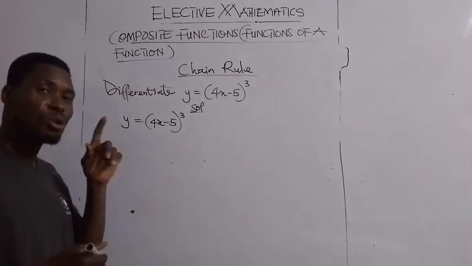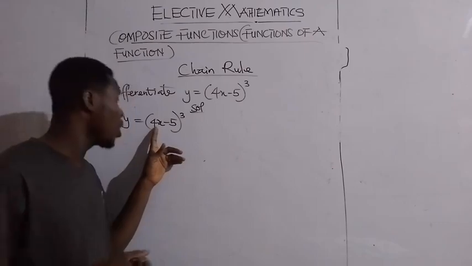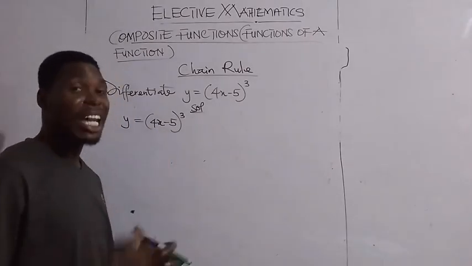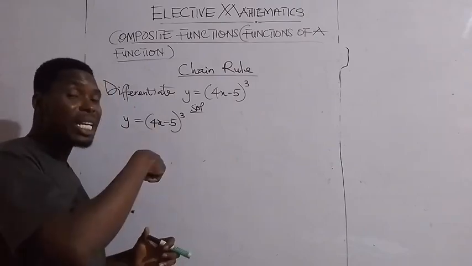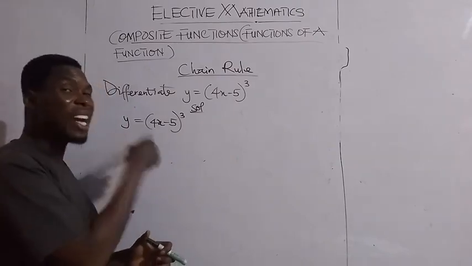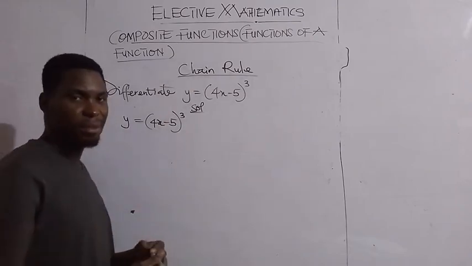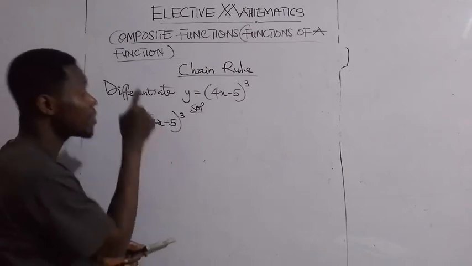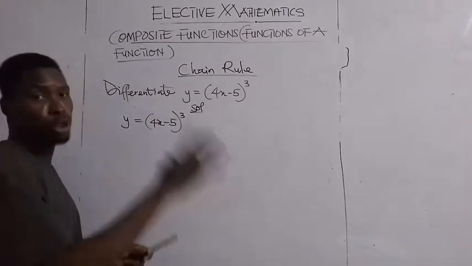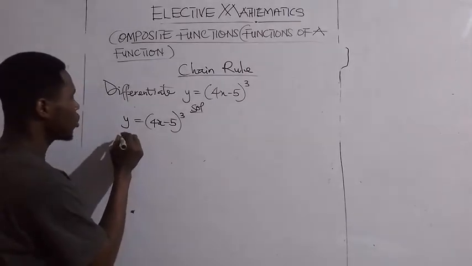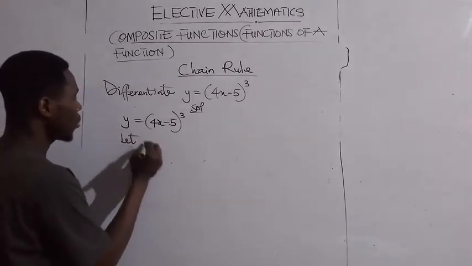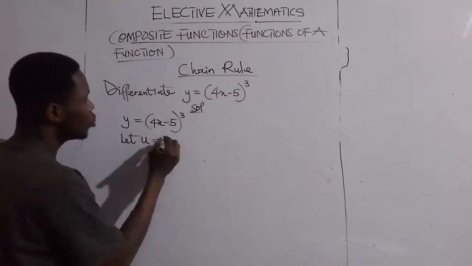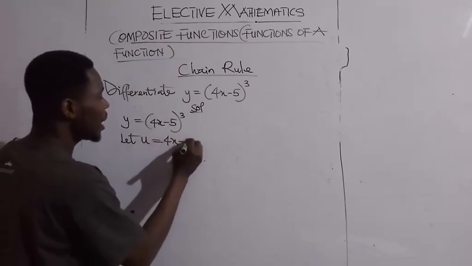Now what we are going to do is that, have you seen the function 4x minus 5? We'll represent it with another letter. So y will now be a function of another function. The whole of this thing here, 4x minus 5, let it be u. So let u be equal to 4x minus 5.